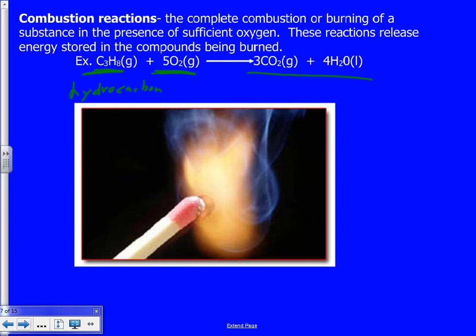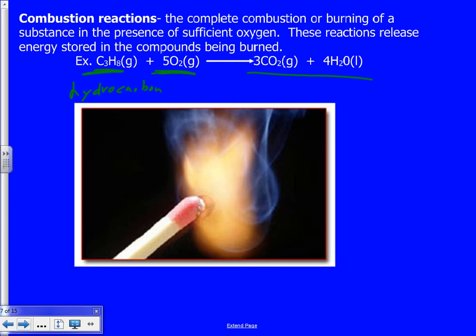There is unfortunately a tiny bit of bad news about combustion reactions. They do tend to be the most difficult to balance. When we start talking about balancing, I'll show you that there are 2 rules, only 2, that you have to follow, specific to combustion reactions.